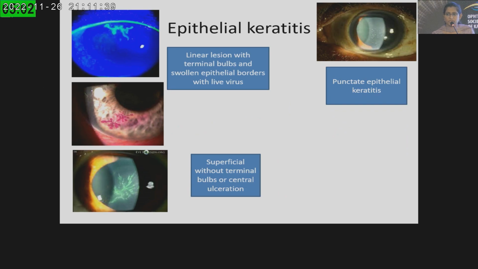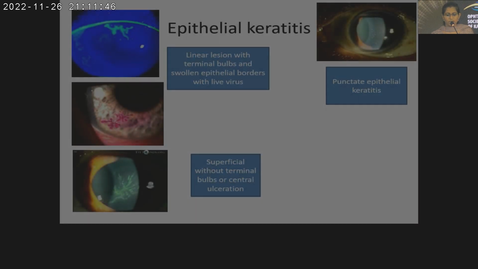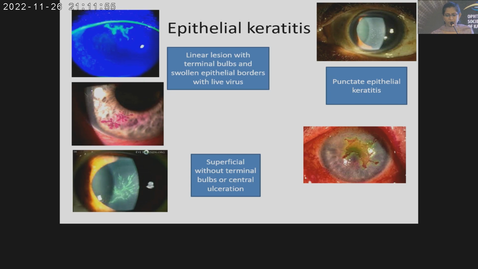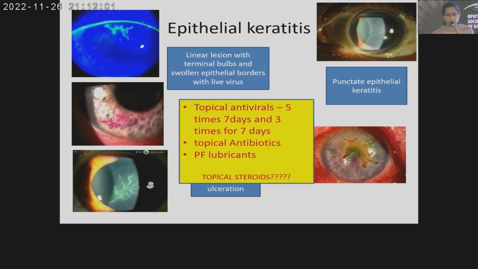We often have to differentiate a dendritic ulcer from pseudodendrites, especially of herpes zoster virus, in which it's a superficial lesion, not an ulceration, without terminal bulbs or central ulceration. And finally we have the geographic ulcer, which we know is a coalescence of the dendritic ulcers, and again it's a true ulcer. The treatment for almost all epithelial lesions is topical antivirals for about 15 to 21 days and not more than that, with topical antibiotics and preservative-free lubricants.